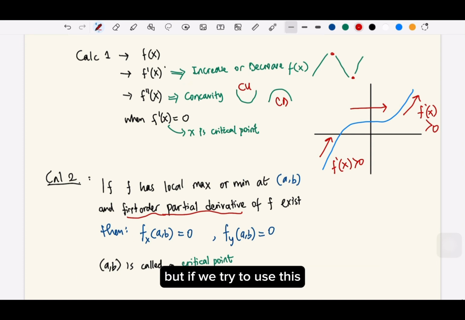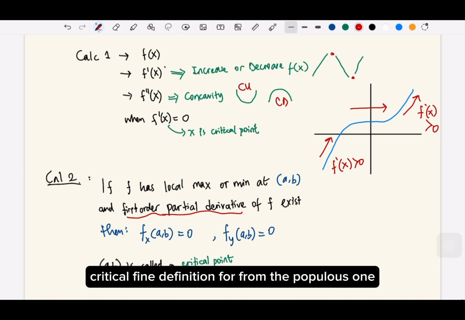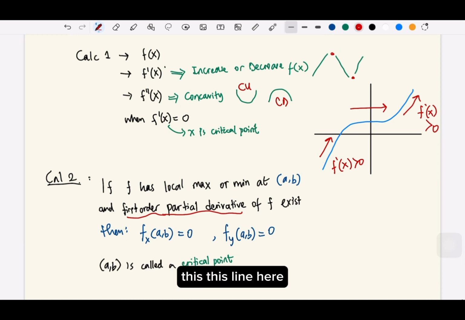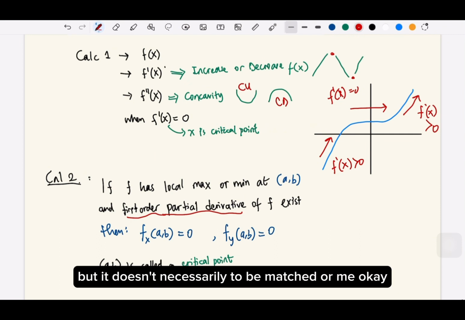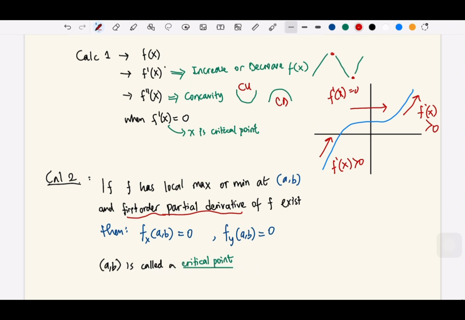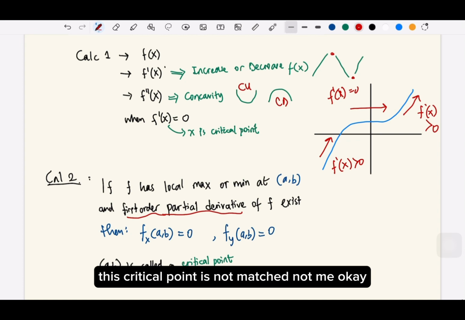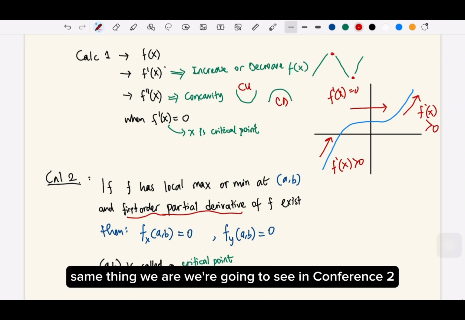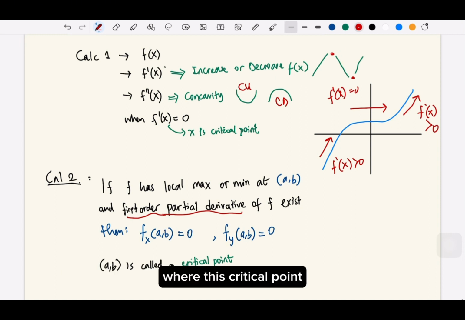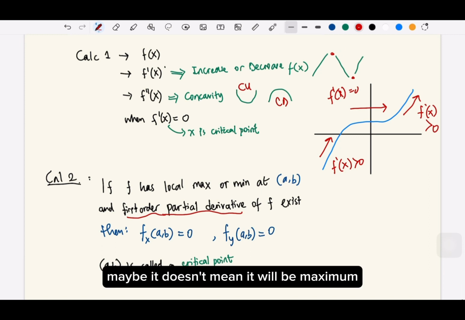But if we try to use this critical point definition from calculus 1, this line here, the slope is 0, right? So it's also a critical point. It's a critical point, but it doesn't necessarily have to be max or min. This critical point is not max, not min. The same thing we're going to see in calculus 2, where this critical point maybe doesn't mean it will be max or min, maybe something else, but in three dimensions.